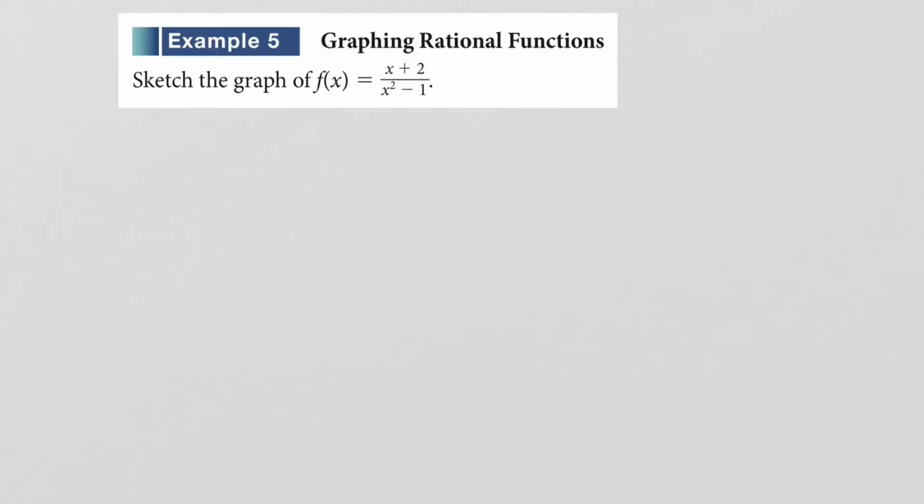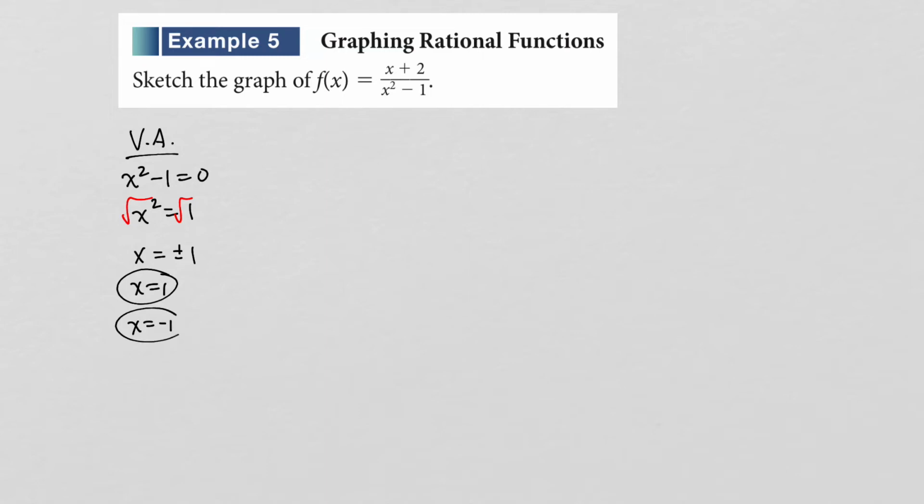Let's go ahead and do another one. So here we want to sketch the graph of f(x) = (x + 2)/(x² - 1). For the vertical asymptote, we set x² - 1 equal to 0. And we actually solved this earlier. So you can solve this by taking a square root of both sides here, and we get x equals plus or minus 1. That means that x = 1 is a vertical asymptote, and x = -1 is a vertical asymptote.